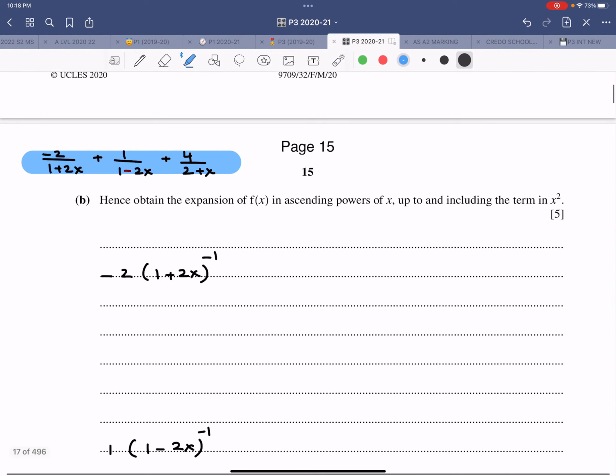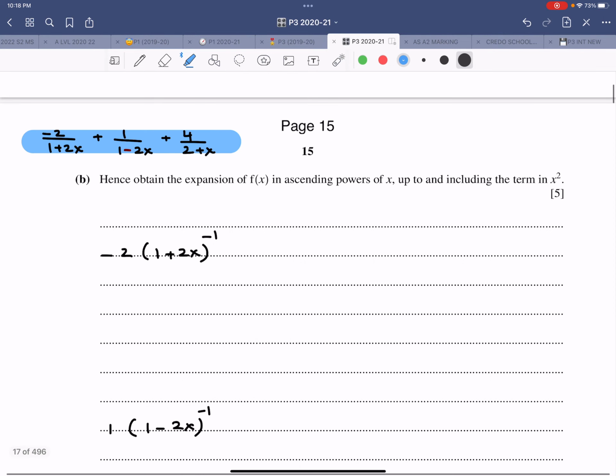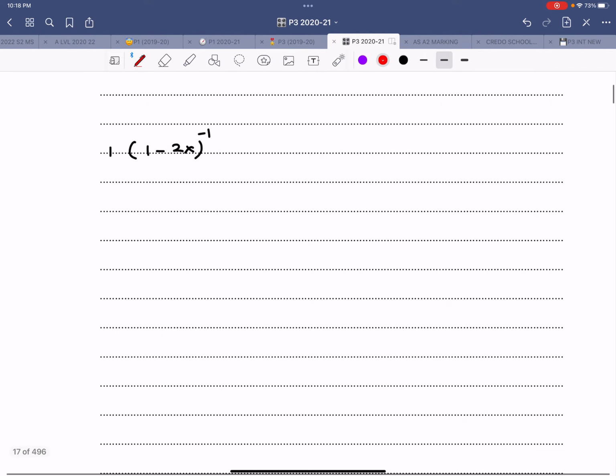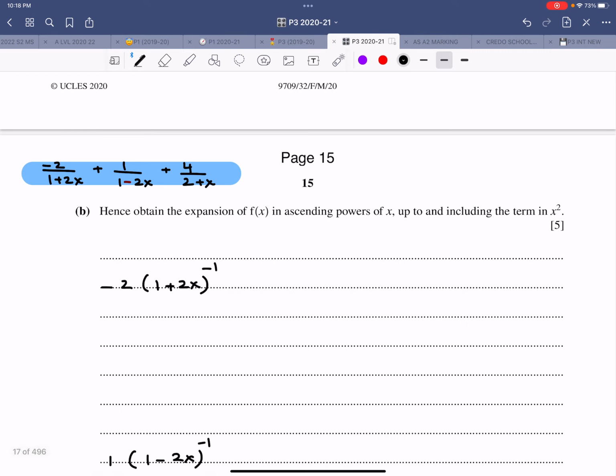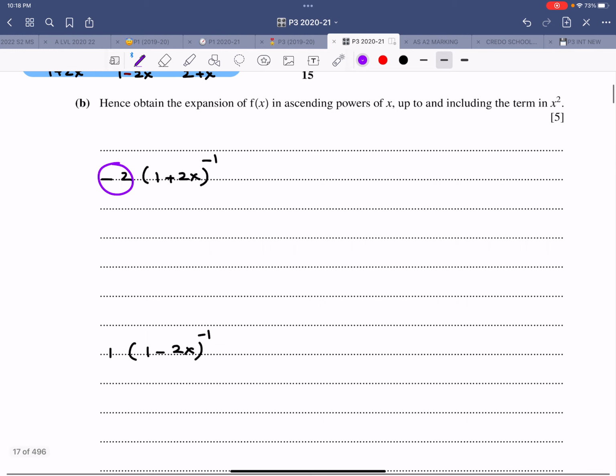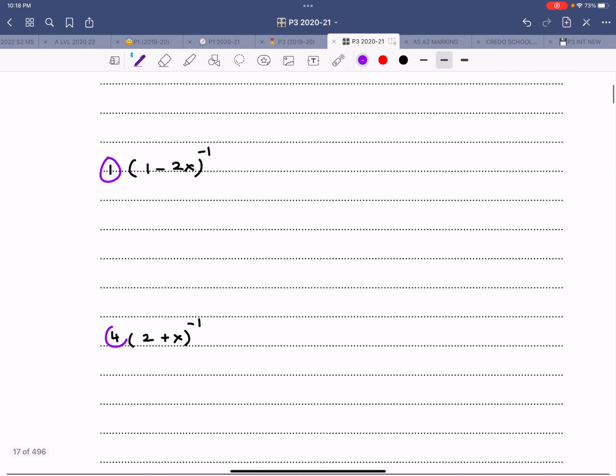Like this. So the third one is 4 over 2 plus x, that's 2 plus x raised to power of minus 1. Now the second thing is this minus 2, let it remain on the outside. No issue. 1 remains on the outside. 4 remains on the outside.